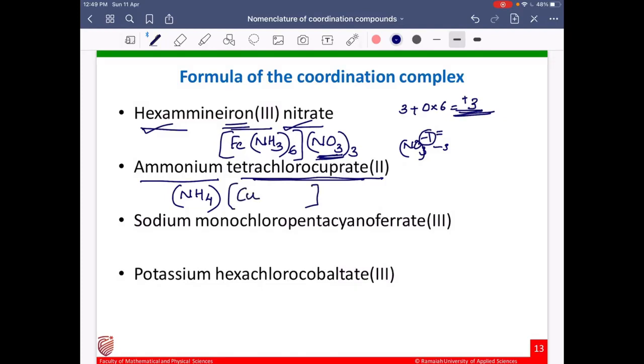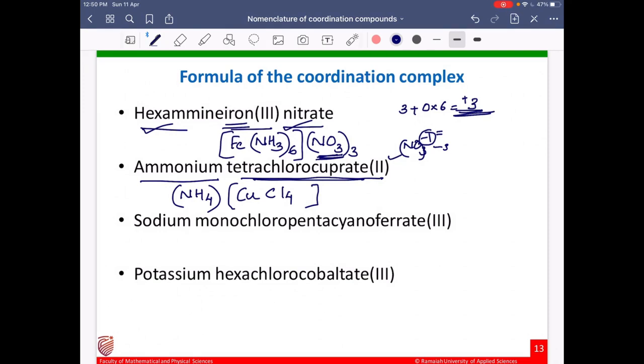Tetrachlorocuprate. So first we have to write the metal, that is copper. Tetrachloro means CuCl4. Now CuCl4, and they have given the oxidation state of copper as 2. So now from this we have to find how many ammonium groups should be present in the formula.